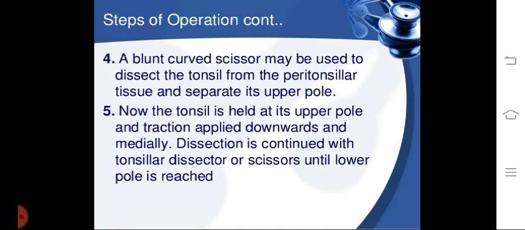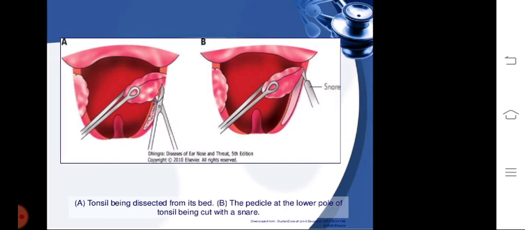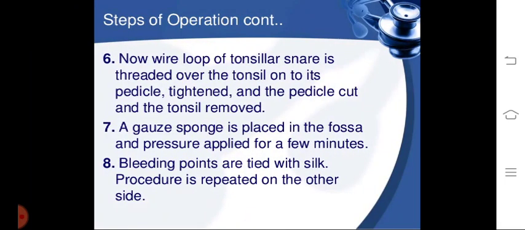Traction is applied downward and medially. Dissection is continued until the lower pole is reached, and on getting to the lower pole, a wire loop of tonsillar snare is threaded over the tonsil, the pedicle tightened and held for some seconds, some minute, and then the tonsil is removed. A gauze sponge is placed in the fossa and pressure applied for a few minutes.